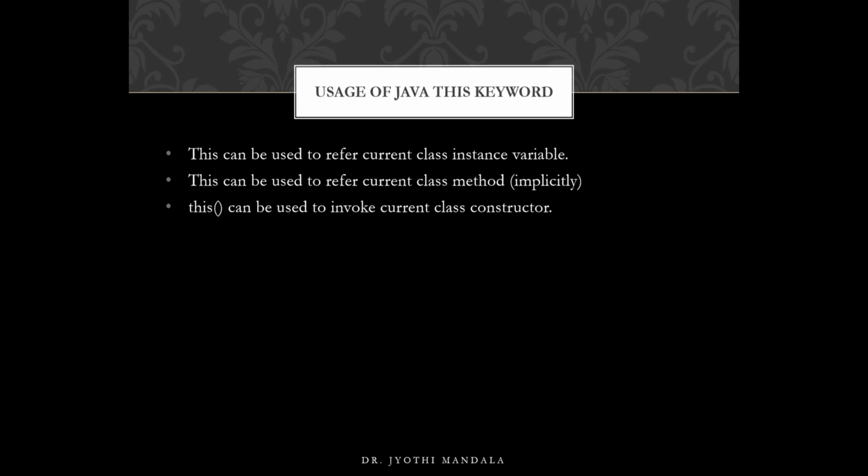So how can it be used? This can be used in three ways: one with the instance variable, one with the method, and one with the constructor. Let us learn in detail about all these three ways this keyword can be used. If we do not use this keyword, I am also going to show you how it will affect our output.